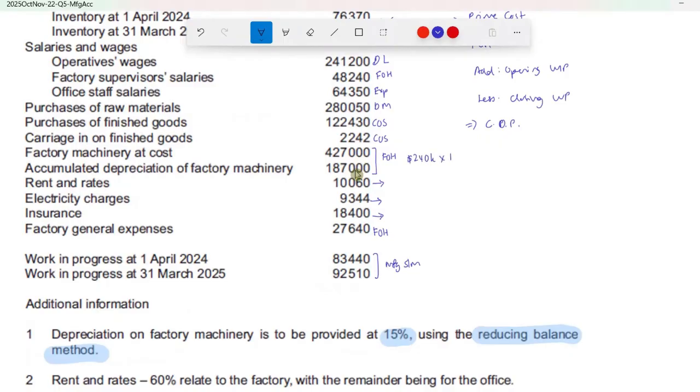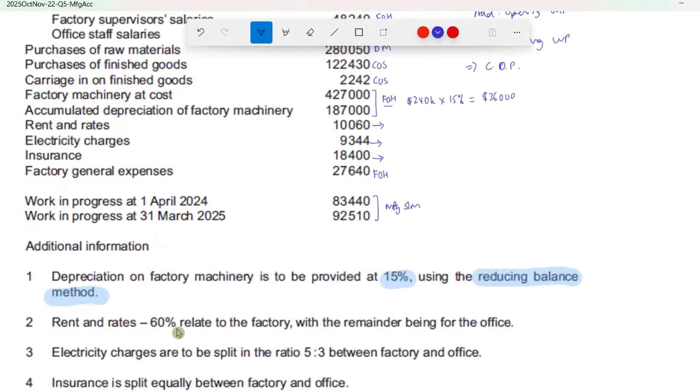We multiply with 15% to check the depreciation amount for this year. 240,000 times 15% is 36,000. So this 36,000 is depreciation for machinery in the current year. It will go into the factory overhead. Next, rent and rates, 60% relate to factory, remainder being for office. Okay, this amount, $10,060, 60% is for factory.